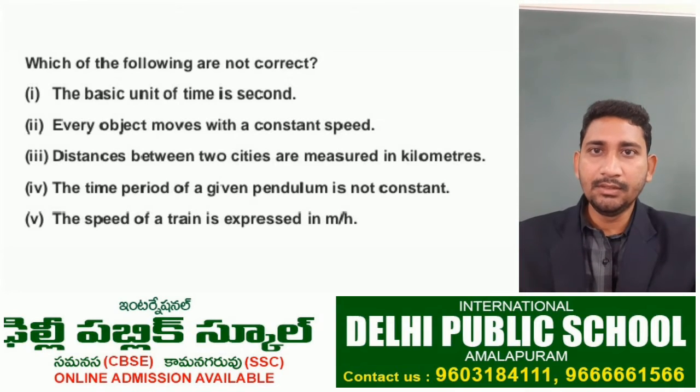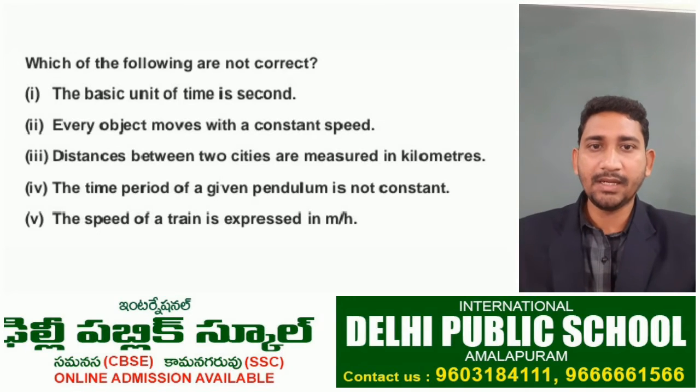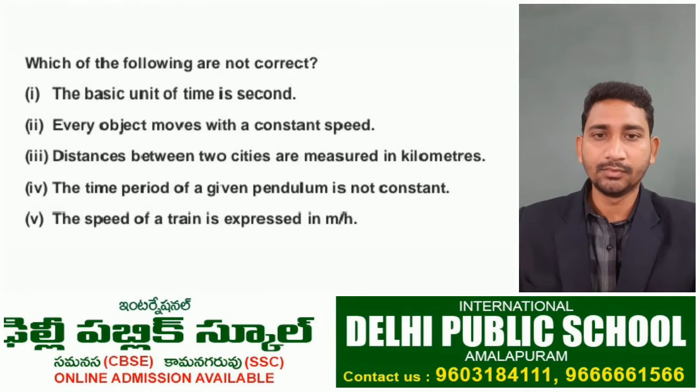Next one. Speed of the train is expressed in meters per hour. No. So it is wrong. Speed of the train is expressed either in kilometers per hour or in meters per second.